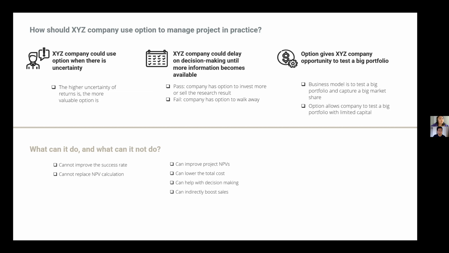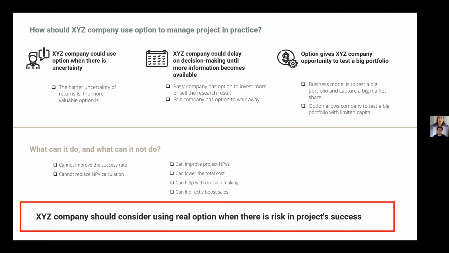So even though a real option cannot improve the success rate of the vaccine or replace NPV calculation, a real option can improve project NPVs, lower the total cost, help with decision making by delaying it until more information becomes available, allow the company to test a big portfolio and help the company capture large market share, which could potentially boost sales. So in conclusion, we recommend the company consider using real options when there is a risk in project success.